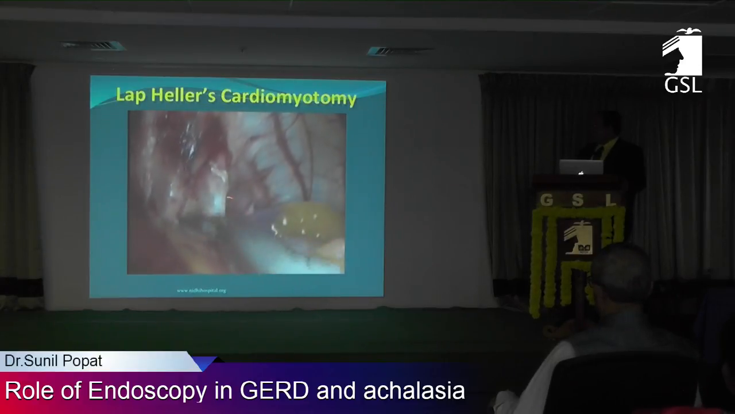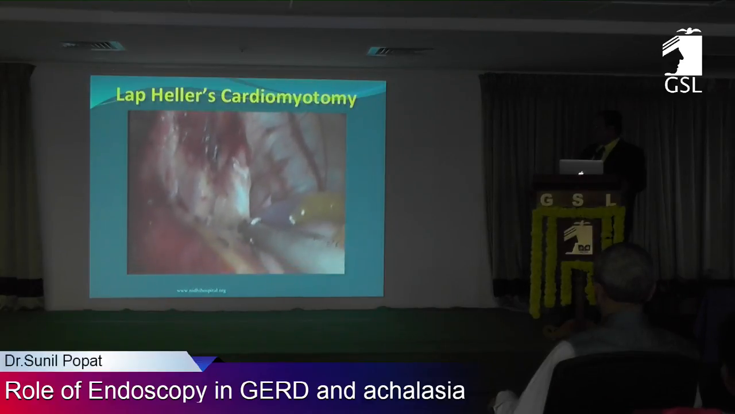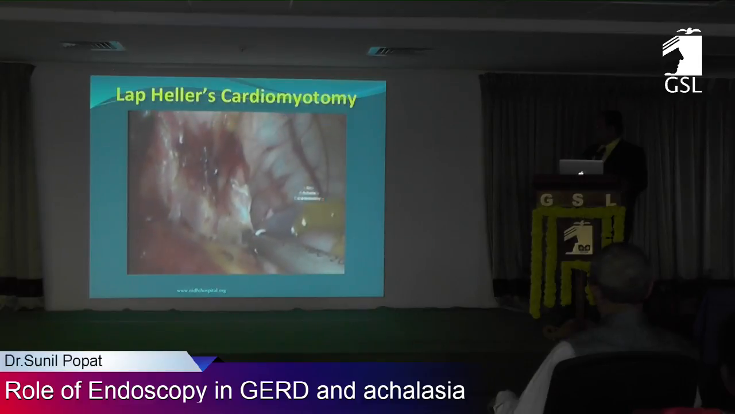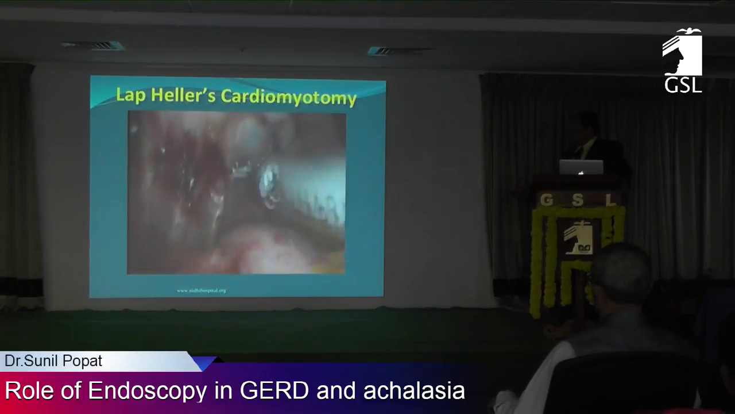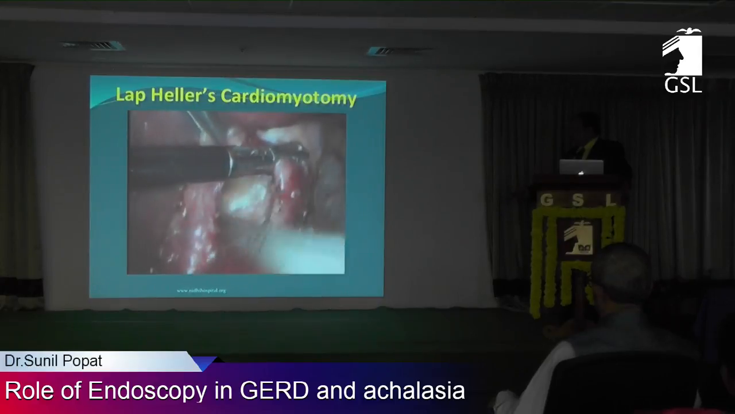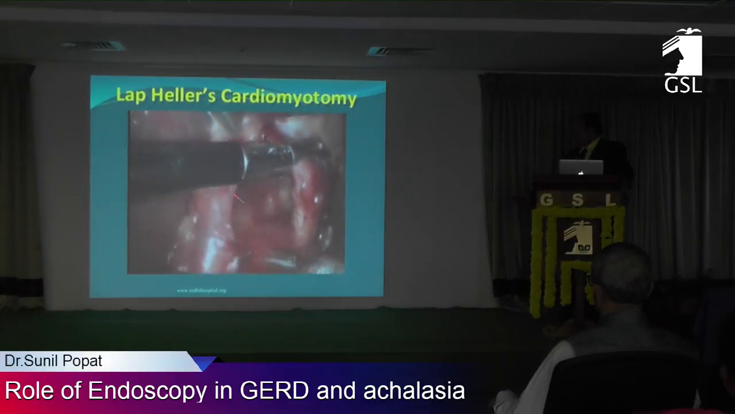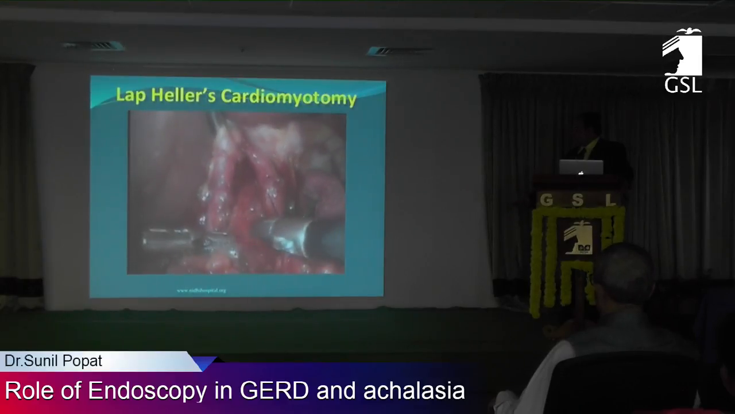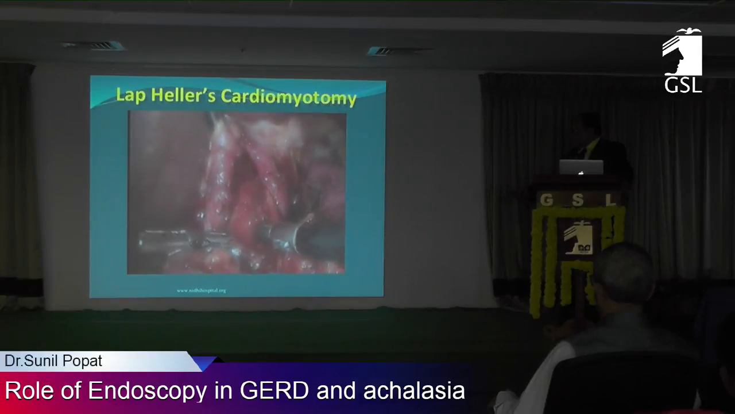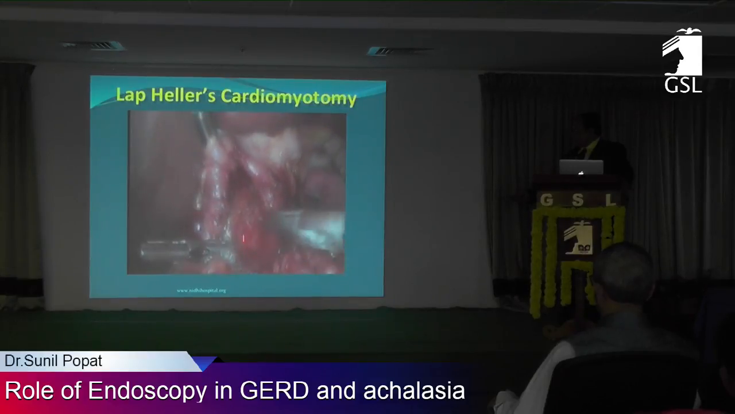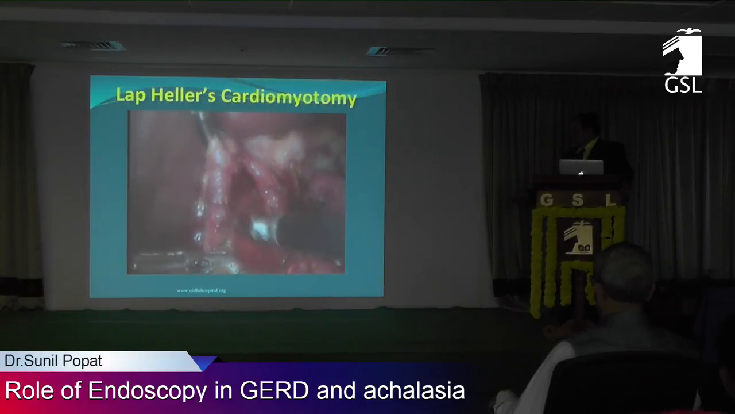So we divide this attachment, the phrenoesophageal ligament and the fundal attachment to the left crus of the diaphragm, and once it is completely mobile, then we do this lower mediastinal dissection so that we have exposure of 7 to 8 centimeters of esophagus. We follow this safe technique, which is a blunt dissection. These are longitudinal muscle fibers, so we separate them.